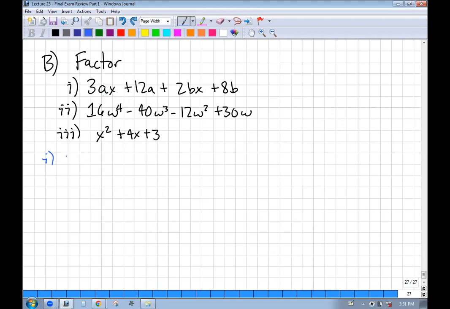Out of the first two terms, I could pull a 3A out, and that would give me an X plus 4. So I need to look at this and see, can I turn that into something times X plus 4? If I pull out a 2B, I indeed get the X plus 4. So I have a 3A and a 2B, and they're both being multiplied by X plus 4.